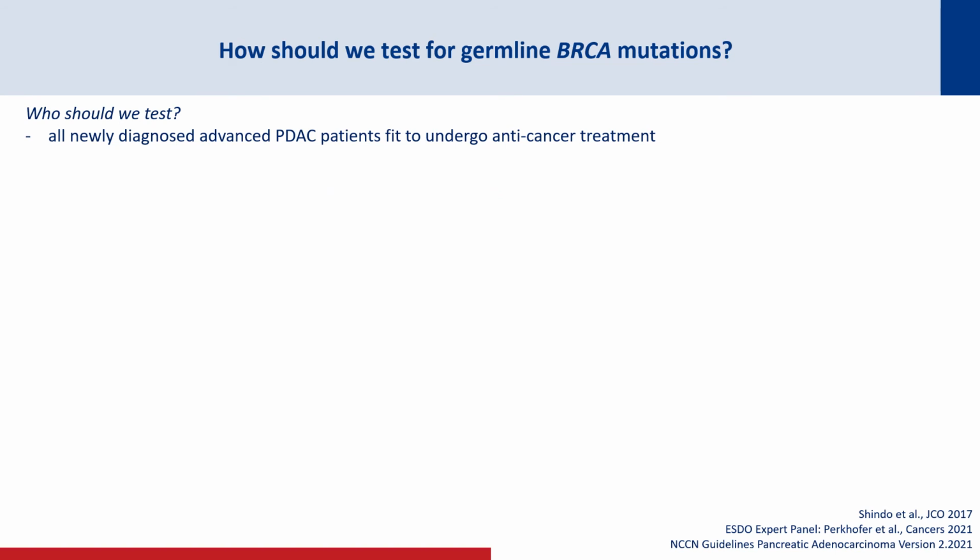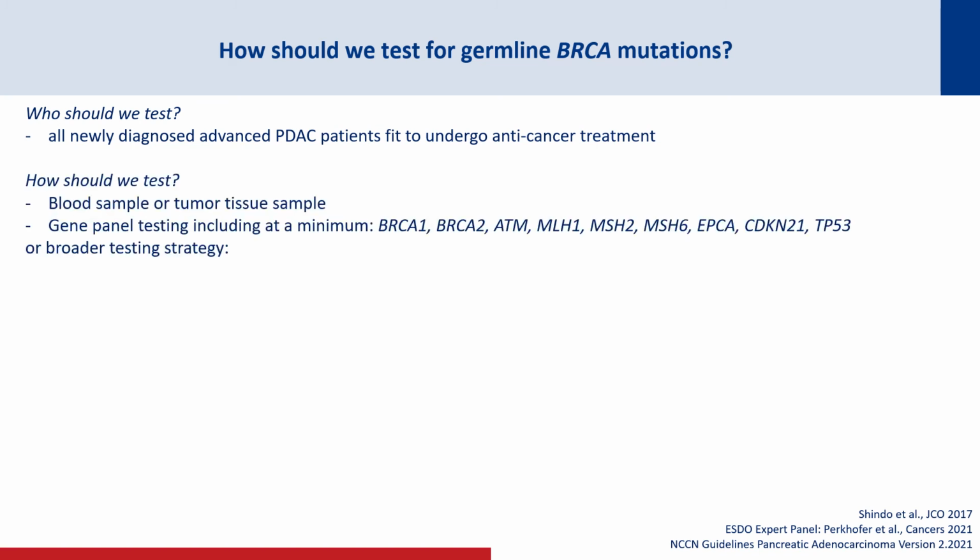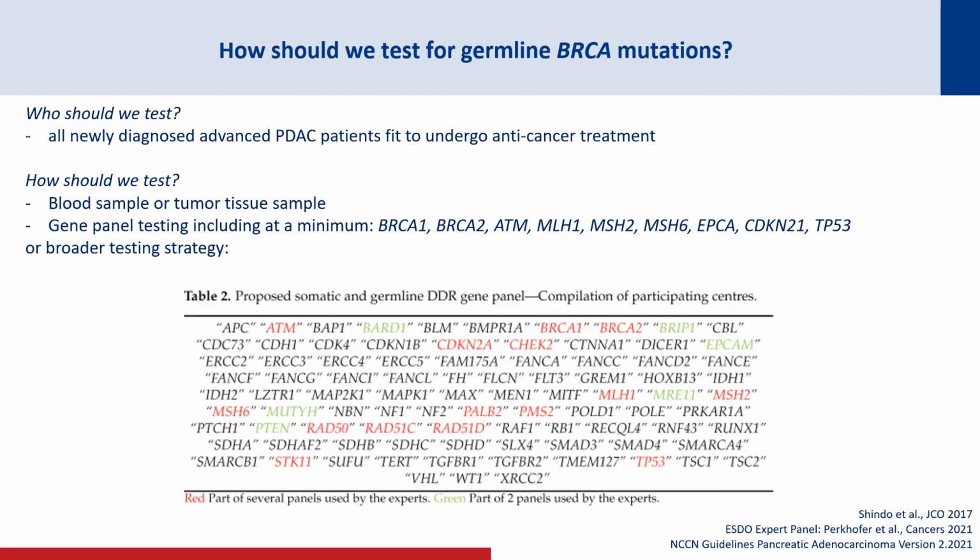Who should we test for germline BRCA mutations? All newly diagnosed advanced PDAC patients fit to undergo anti-cancer treatment, ideally at the time of the primary diagnosis. How should we test? By using a blood sample or tumor tissue sample. The gene panel should include at the minimum the following genes, or even better, a broader testing strategy as proposed by the ESDO expert panel that consists of several somatic and germline DDR genes.